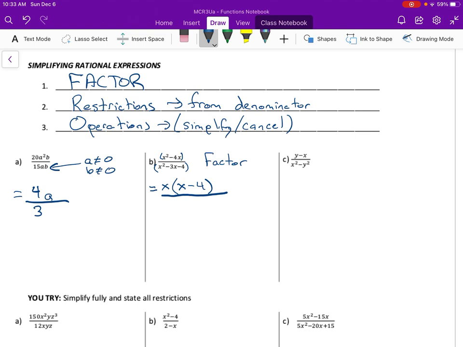Notice it's a trinomial. I've got an a value of 1 in front of x squared, so I want 2 numbers that multiply to give negative 4 and also add to give negative 3. So I know it's going to factor into something like this. The answer here would be minus 4 and positive 1. So once I've got that all factored, I have to state my restrictions. So I only look at the denominator. So x cannot equal 4 and x cannot equal negative 1. I don't worry about the numerator, I don't have to. After I've done that, then you can divide what's common. And so you end up with x over x plus 1.